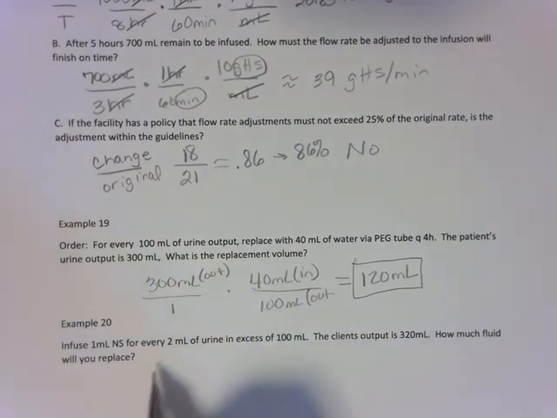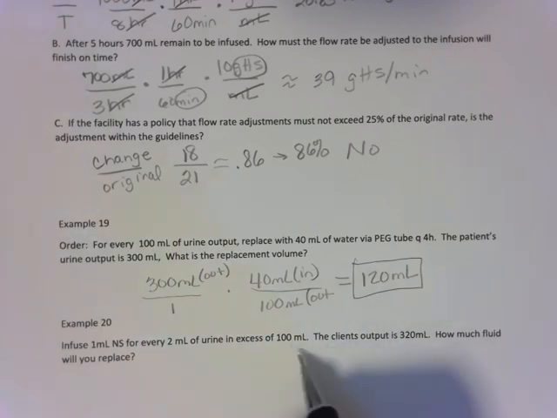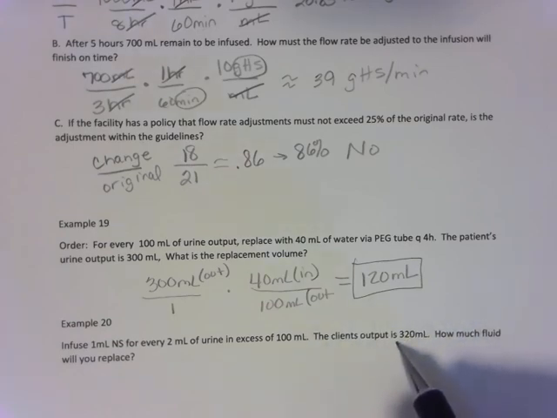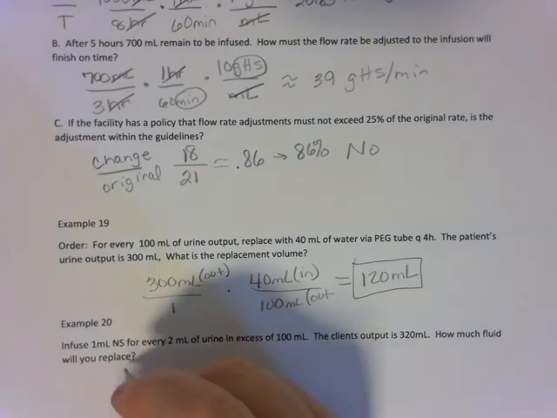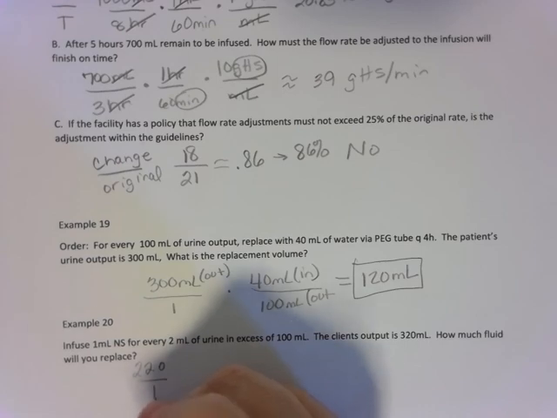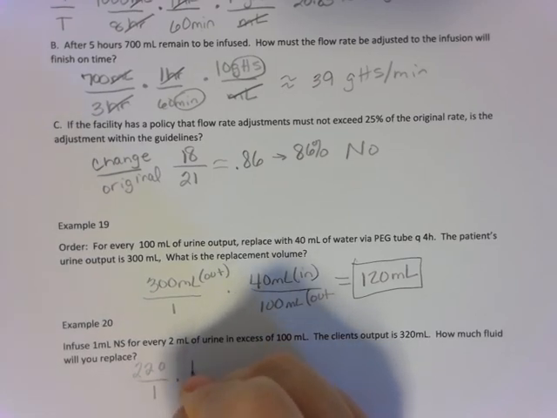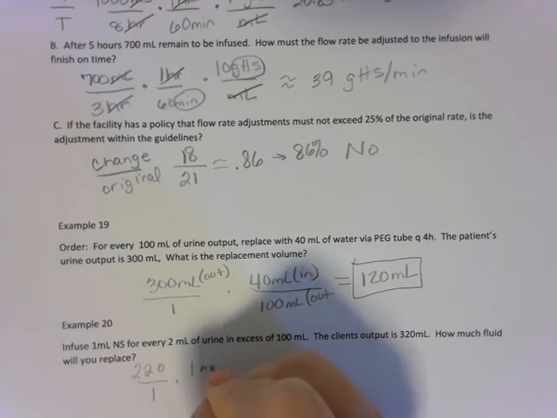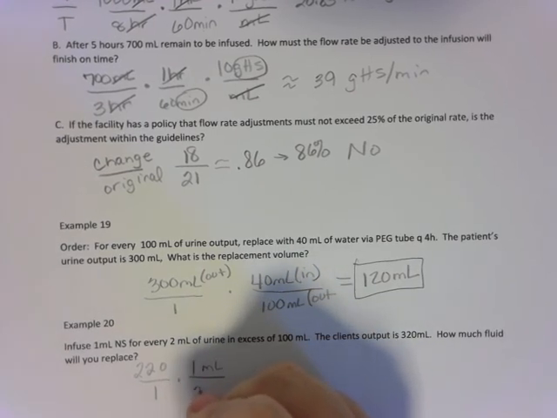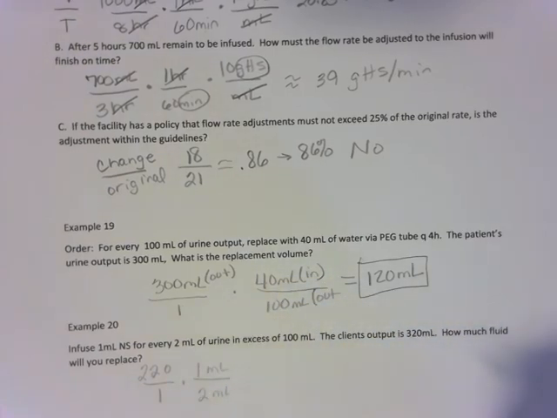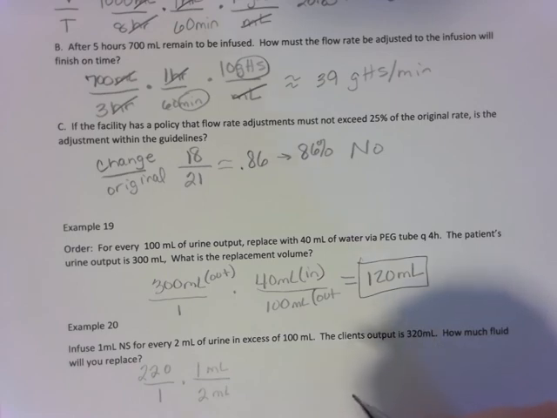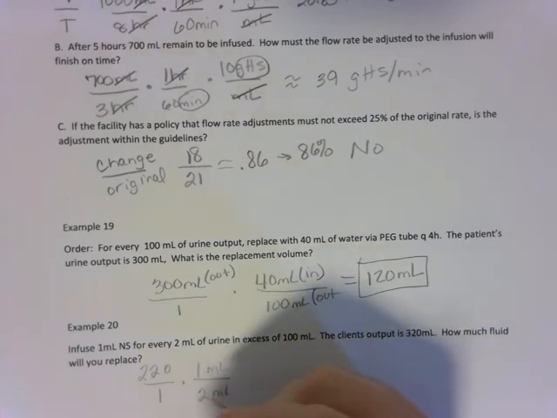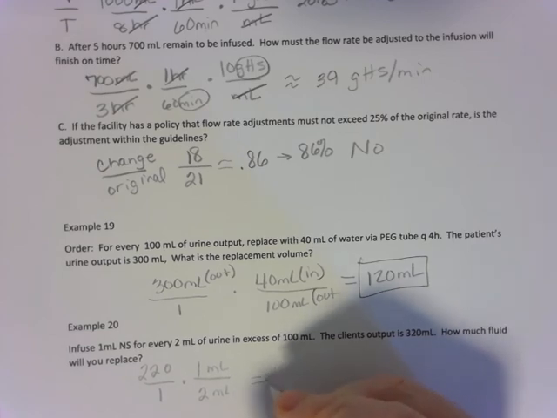So now here, in excess of 100 mLs, so we subtract 100 from the 320, and we have 220 mLs over 1 times 1 ml over 2 mLs. And again, that would be out, in, out, and that would equal 110 mLs.